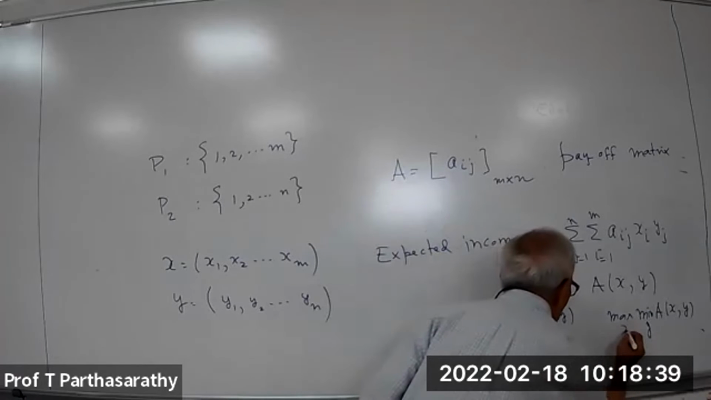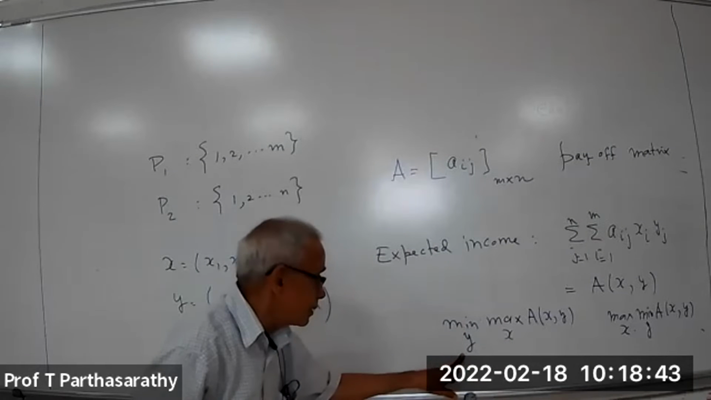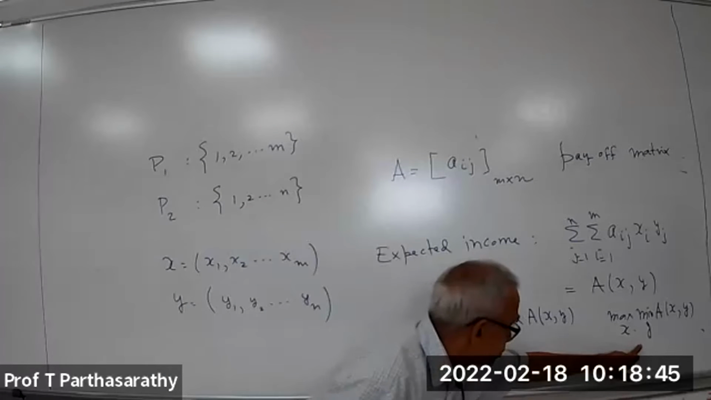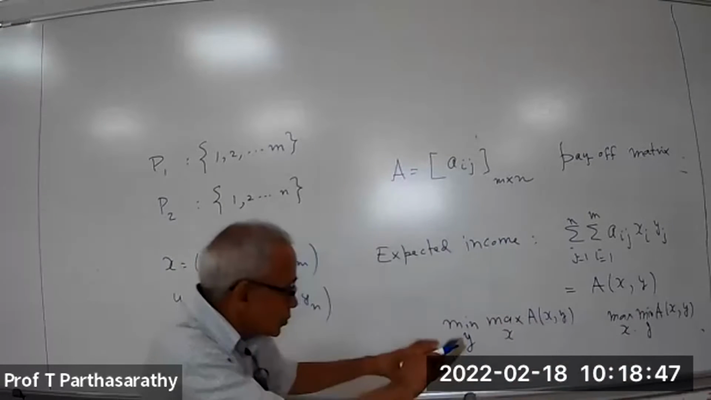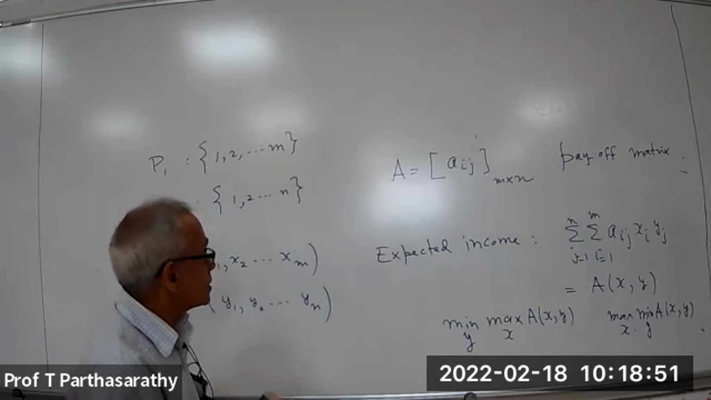Maximum over x. See, here you are taking the maximum first, then minimum. Here minimum with respect to y. So these two, the question which von Neumann solved is the following.